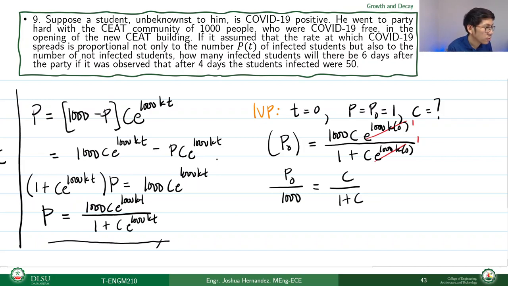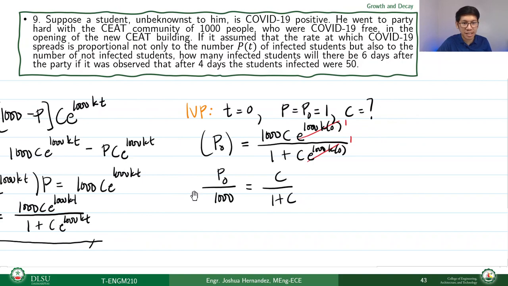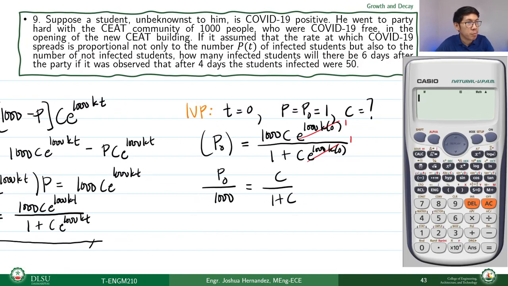So, can we further reduce this? Or, to find an expression for C, yan. Can solve for C by multiplying 1 plus C, expanding. Tama ba? Alam ko na, pag tinataman ka na, pwede kang mag-calculator. So, sige, labas natin si calculator natin. Alam natin that P naught is equal to 1. Ito yun. So this will be 1 over 1,000 equals C over 1 plus C.